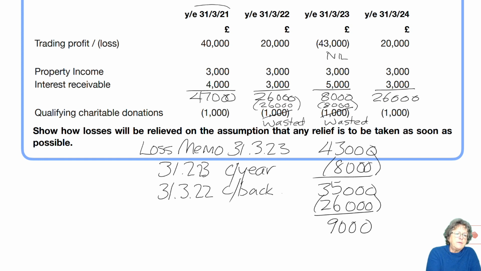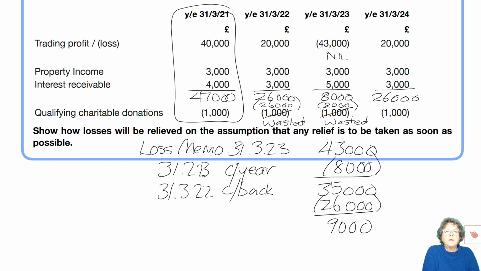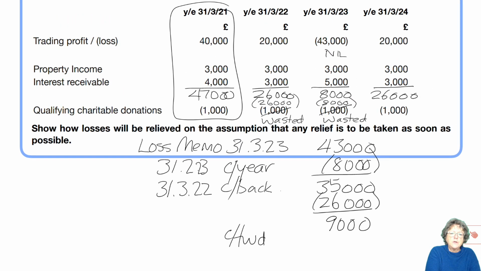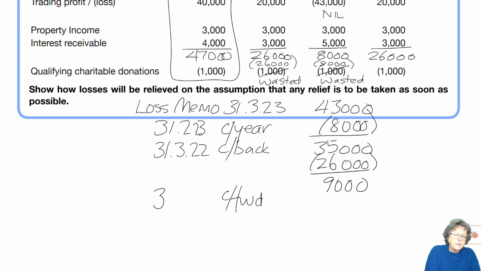Now, they've given you this extra year. Don't be complacent about it. They've given you that to test whether or not you understand the rules of what happens. That year, all you do there is just complete it. You cannot carry back more than 12 months in a normal carry back claim. So therefore, what we are going to do then is we're going to carry forward.